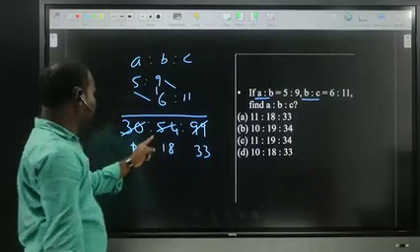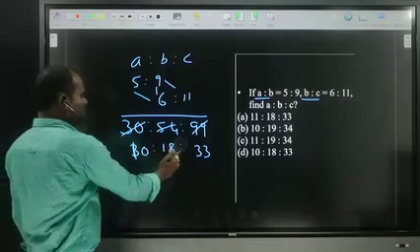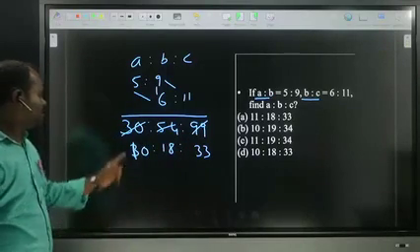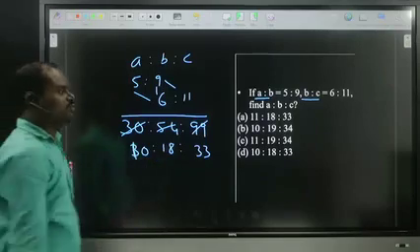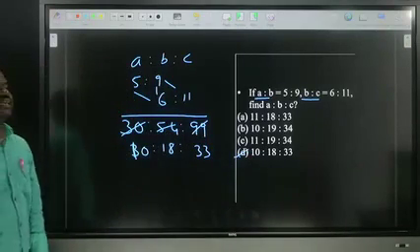3 tens, 3 eighteens, 3 thirty-threes. So 10 is to 18 is to 33. Sorry, 10 is to 18 is to 33. So which option? Option D. Option D, 10 is to 18 is to 33.